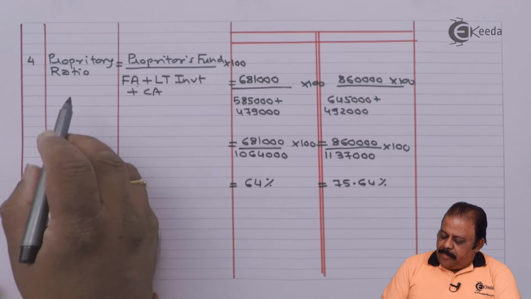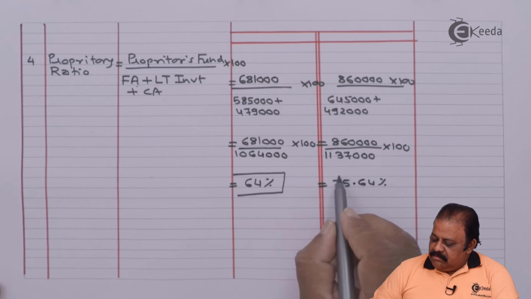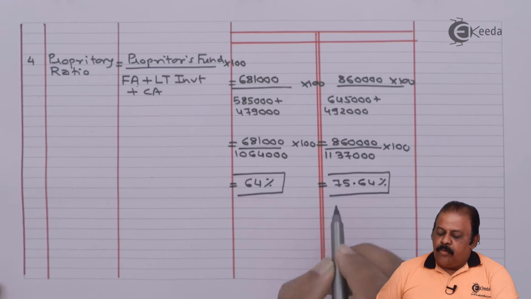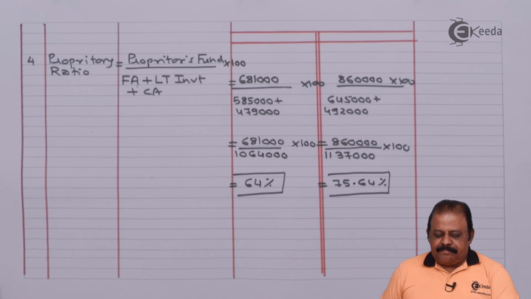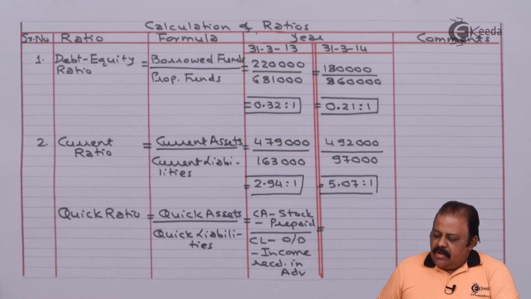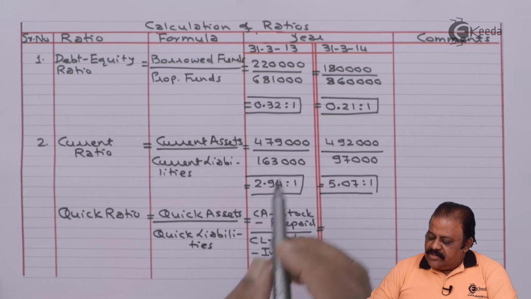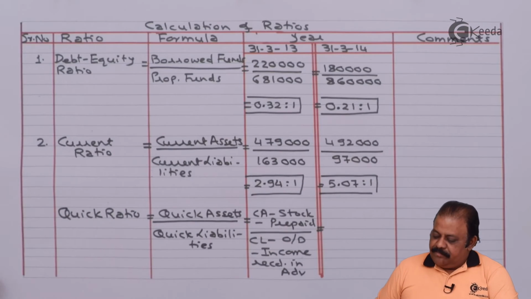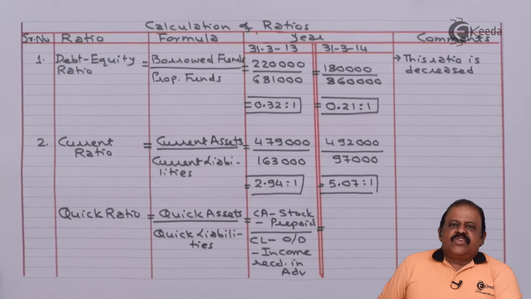For first year proprietary ratio is 64%. For second year 75.64%. We have calculated all the ratios which are asked in the question. Let us see the last part of comparison and comments. Debt equity ratio for first year it is 0.32:1, second year 0.21:1. It shows that this ratio is decreased.